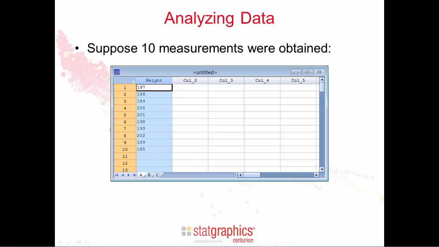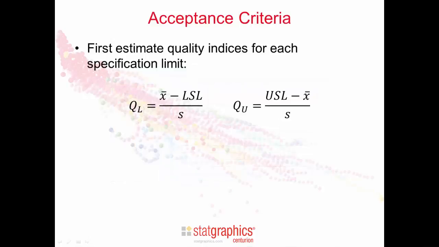To decide whether or not to accept the lot, I first need to calculate quality indices corresponding to each specification limit. If I have a lower specification limit, the lower quality index is the sample mean minus the lower spec divided by the sample standard deviation. In the case of the upper spec, the upper quality index is the upper spec limit minus the sample mean divided by the standard deviation.